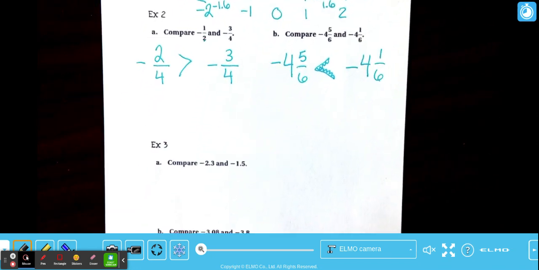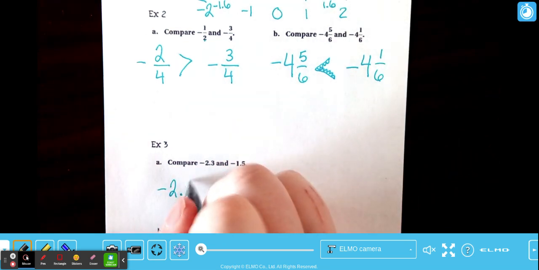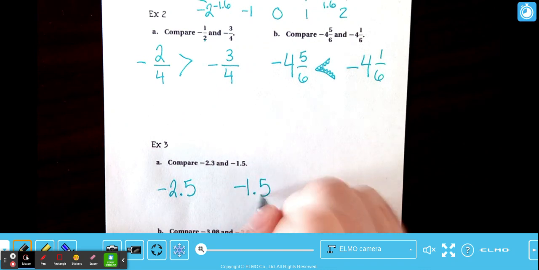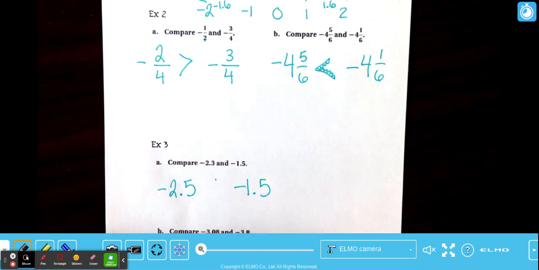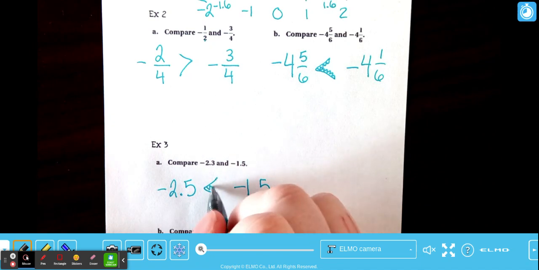Okay, then we're going to compare some decimals. So this is where it comes down to money, because decimals are really just like money. So if we have -2.3, what money amount is that? You have to be really careful. It's not 3 cents. Yeah, it's -$2.30, because remember there's that invisible zero after it. Okay, -1.5 is negative what? $1.50. Okay, so which one would you rather owe? Okay, so we'll face our alligator mouth towards -1.5.